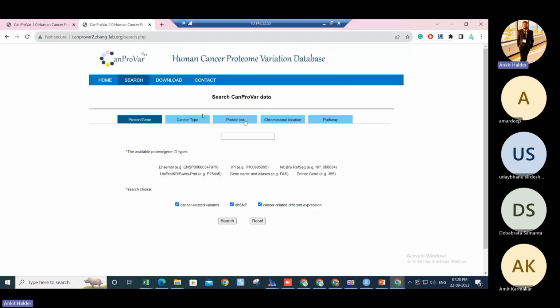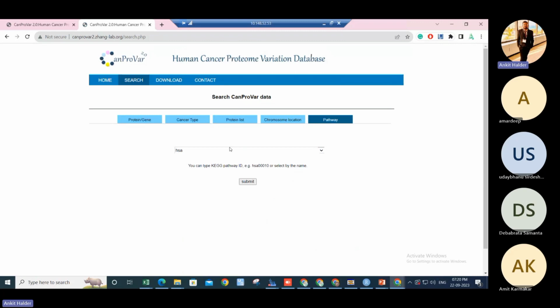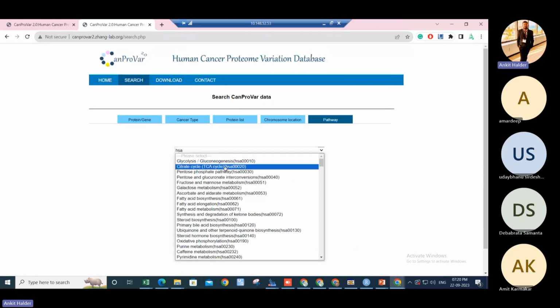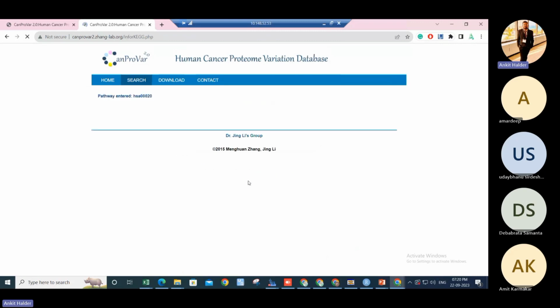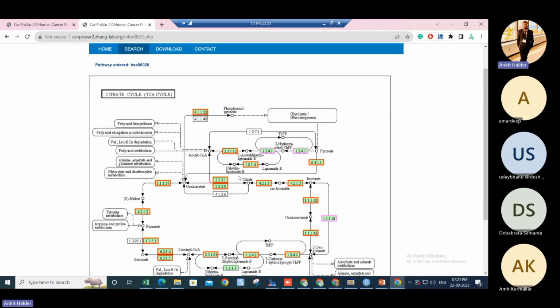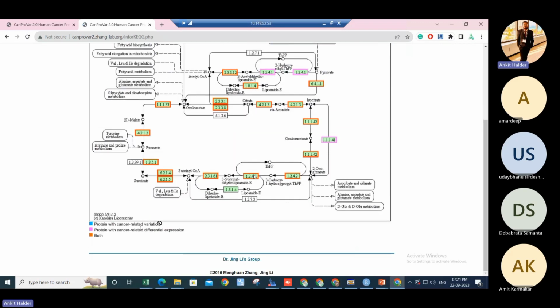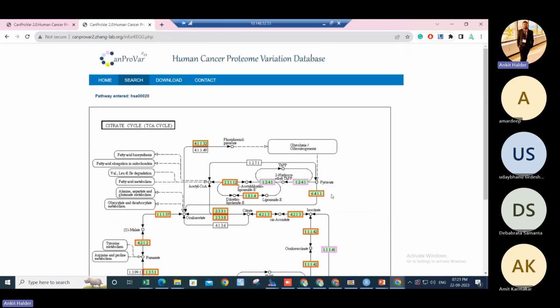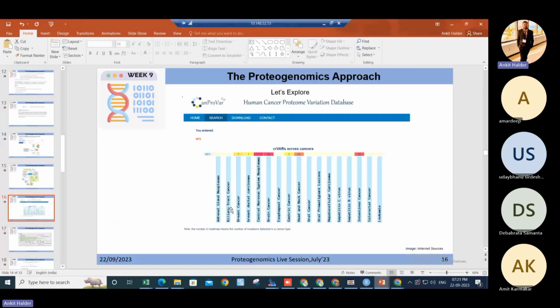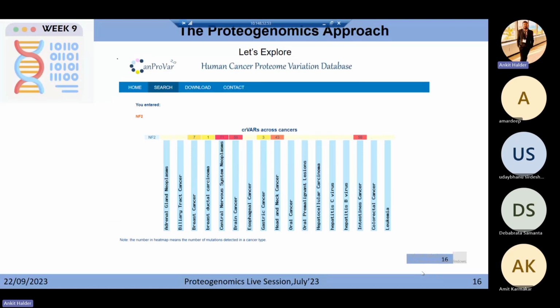Also, you can search for the protein list for some pathways. You can go and submit any pathways as well, and find out cancer related differential expression and both. You can easily go and find out. You can explore it, as well as explore the other databases from where the data has been taken. That will again provide you much more information.